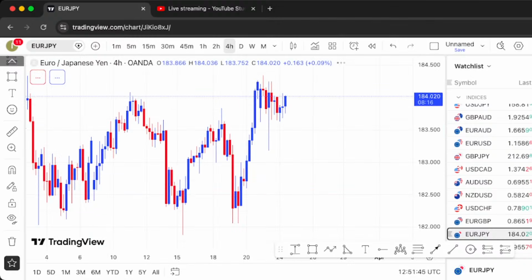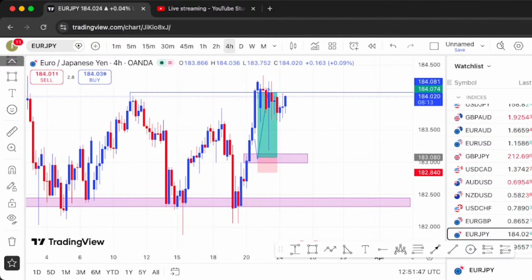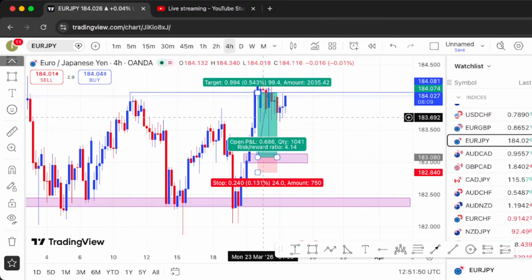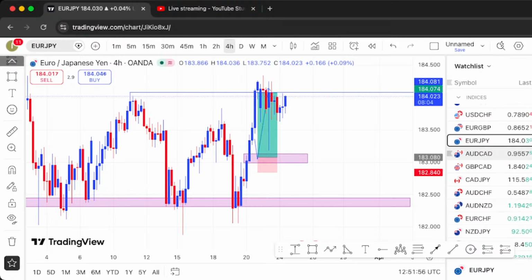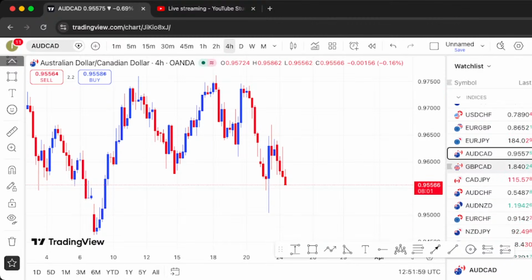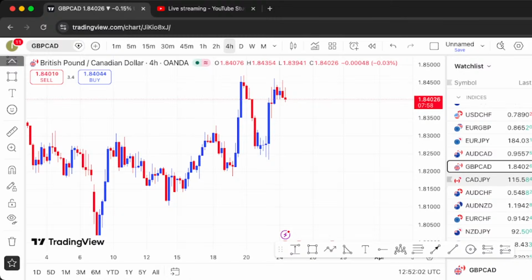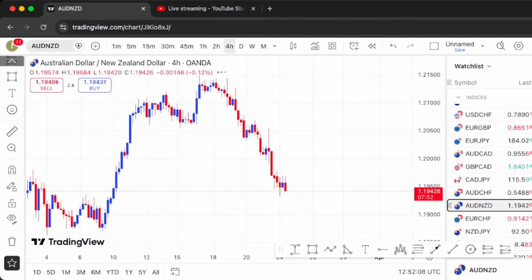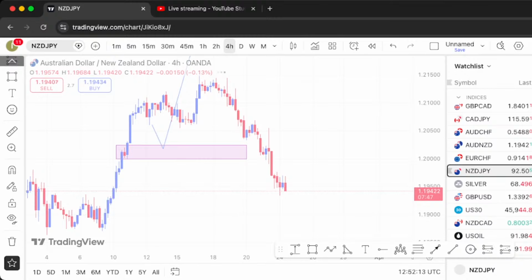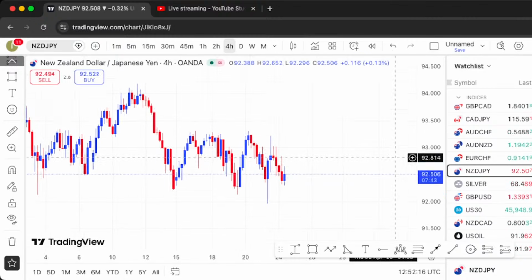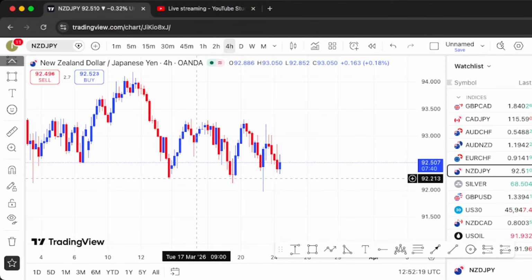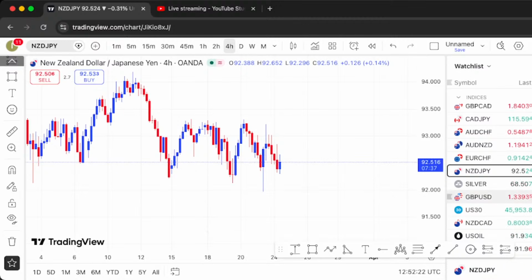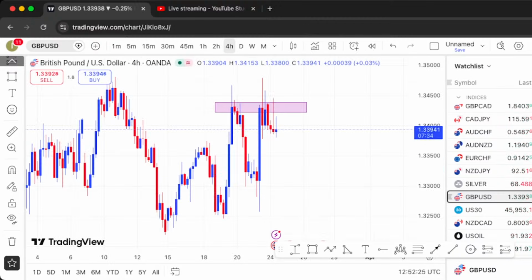Euro JPY, the same thing as GJ. Nothing really happens on it. It's still kind of weak. So nothing really on them. GBP CAD, nothing. CAD JPY, also nothing for now. AUD NZD, nothing really. Also NZD JPY is still consolidating. GU, the same thing.